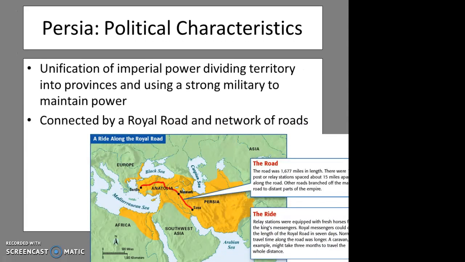Some of the political characteristics included the unification of imperial power, dividing territory into provinces, using strong military to maintain their power. They connected what we call the empire with a road called the Royal Road. This was not only a trade network, but it was a network of roads that intertwined. As you can see on the slide, it's 1,677 miles in length, and it kept the empire together as an easy means of travel, etc.